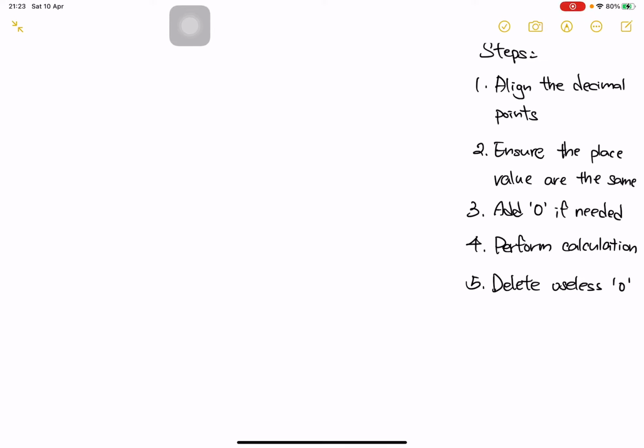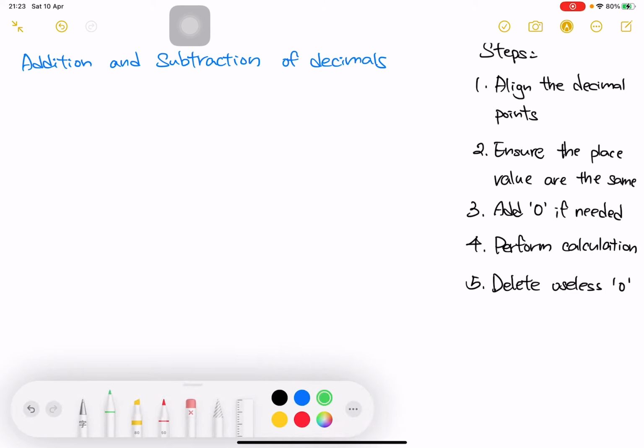Today I'm going to talk about the addition and subtraction of decimals. Alright, I will use one question to tell you how we can deal with addition and subtraction of decimal questions.